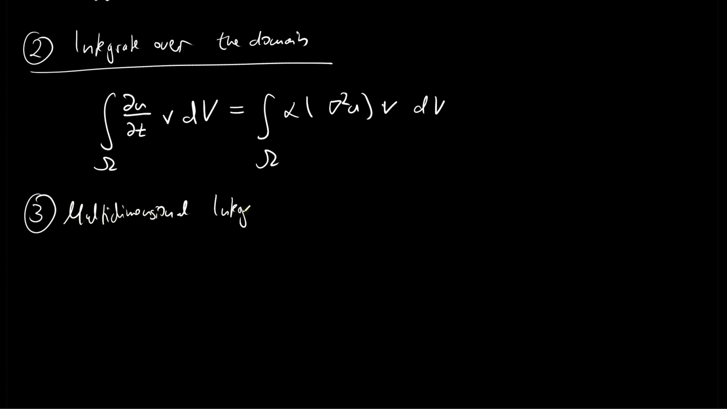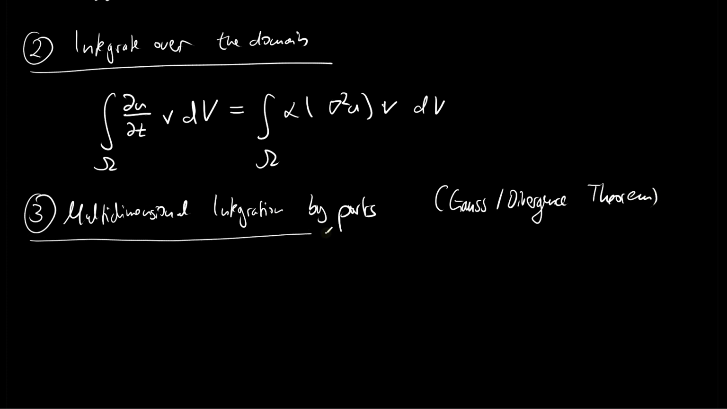And now we have a third step, which will be multi-dimensional integration by parts. Because recall, the one-dimensional scenario required us to move one differential operator, or one derivative, from u to v. You can think of nabla squared as the collection of second derivatives, and we want to move one level of differentiation over to v. And for this we will make use of the so-called Gauss or divergence theorem, which allows us to perform multidimensional integration by parts, among other things.